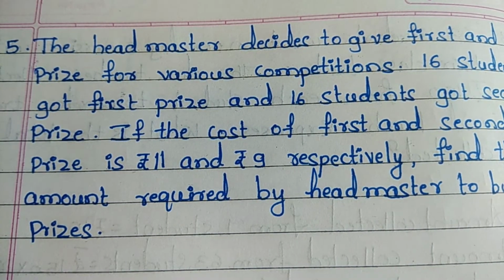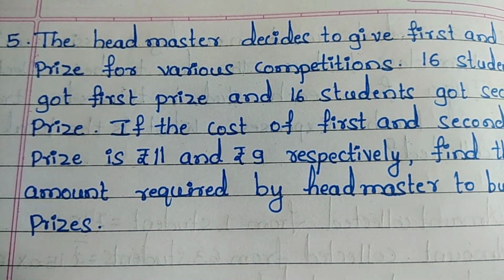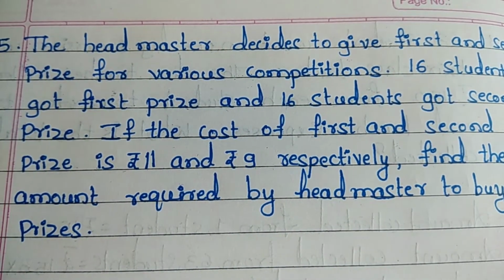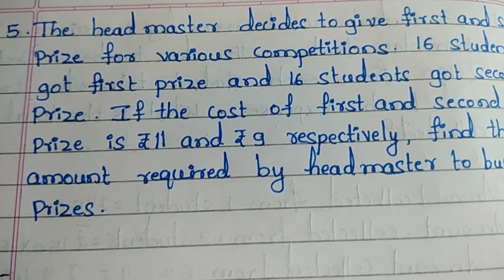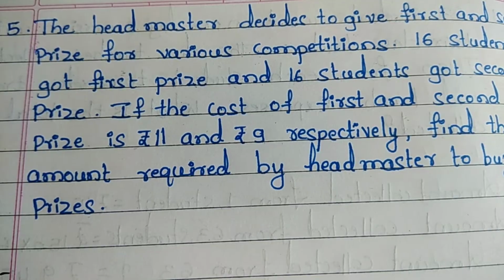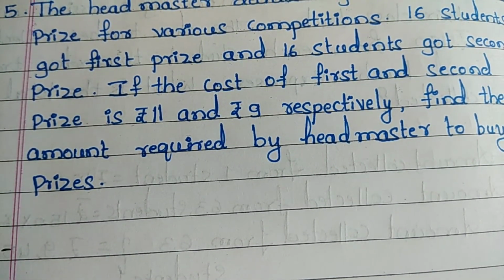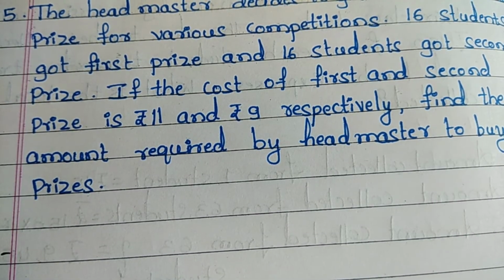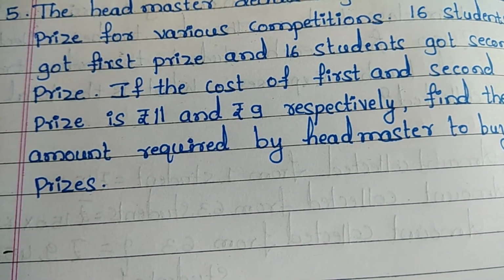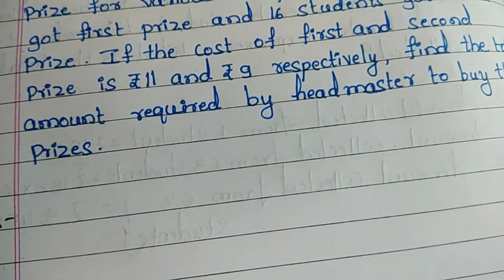See children. What is the question? The headmaster decided to give the first and second prize for the students. The rate of first prize is how much? 11 rupees and second prize is how much? 9 rupees. Then what we should find is the total amount required by the headmaster to buy the prizes. Okay, this is our question.